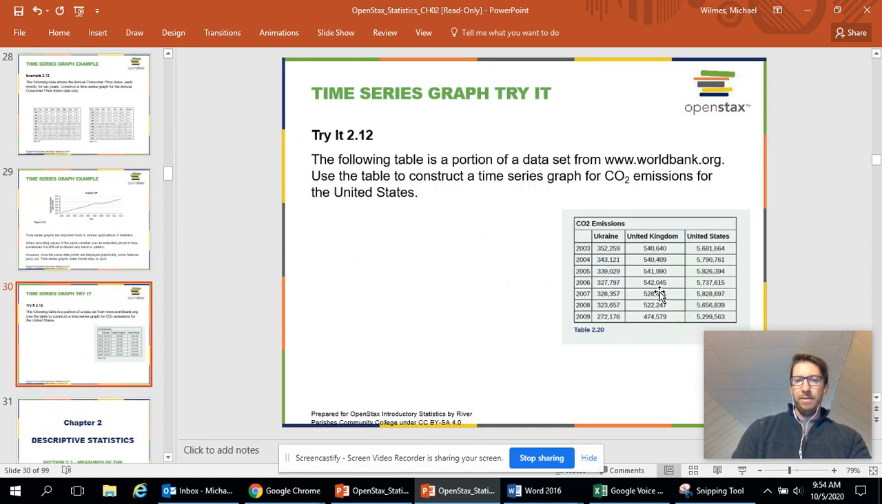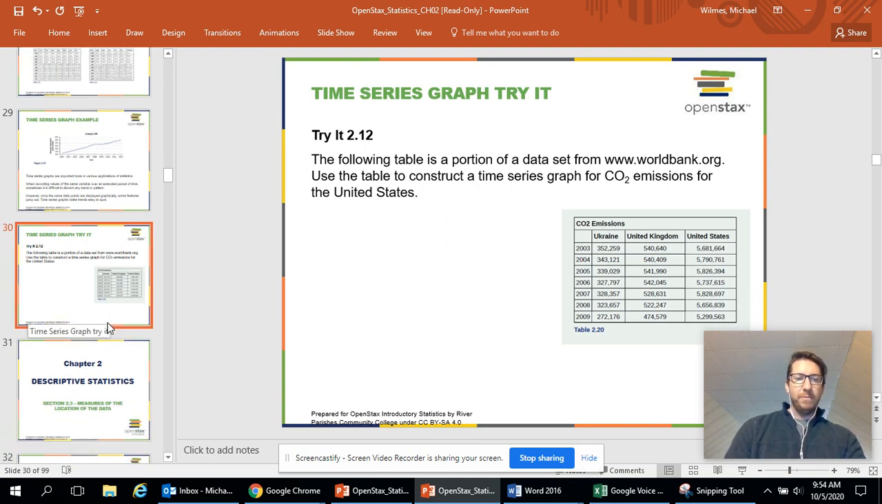And here's an example of something you could do, 3 different countries and their CO2 emissions. And there's an example of how to do this in Google Sheets as well. All right.